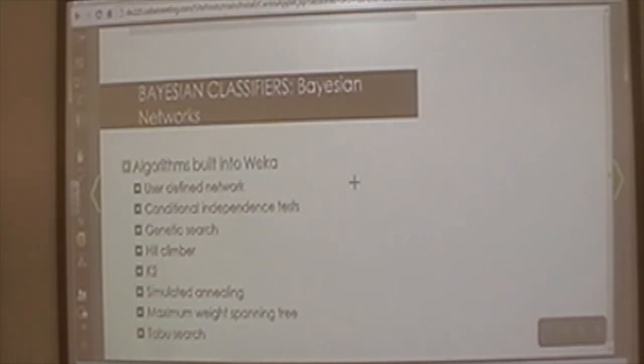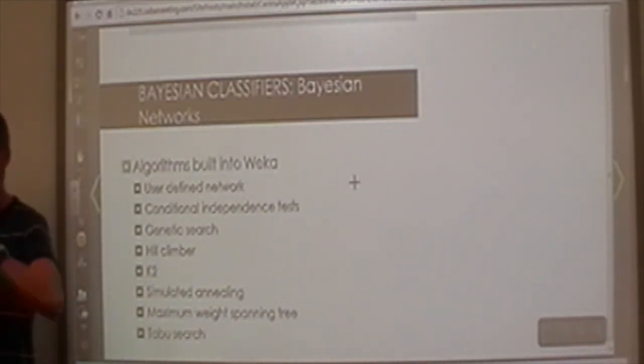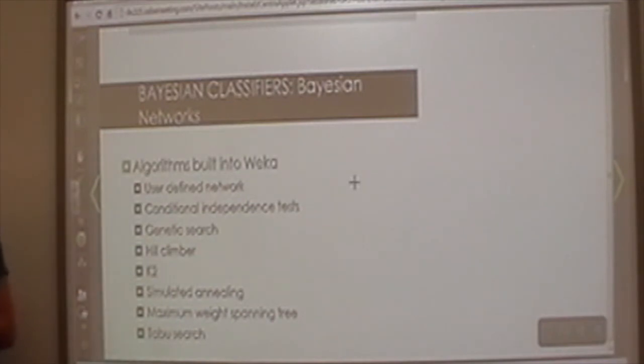So there are a number of algorithms, so this is kind of the transition to where we're going. On Monday we'll actually look at how to use Weka for implementing Bayes nets, and some other tools as well. In Weka you can build in your own user-defined network. There's an algorithm based on what are called conditional independence tests, evolutionary algorithm genetic search. So these are classes of algorithms that we can set up. A hill climber method, which is basically looking for the most probable case. It's climbing the hill to get to the most probable case.